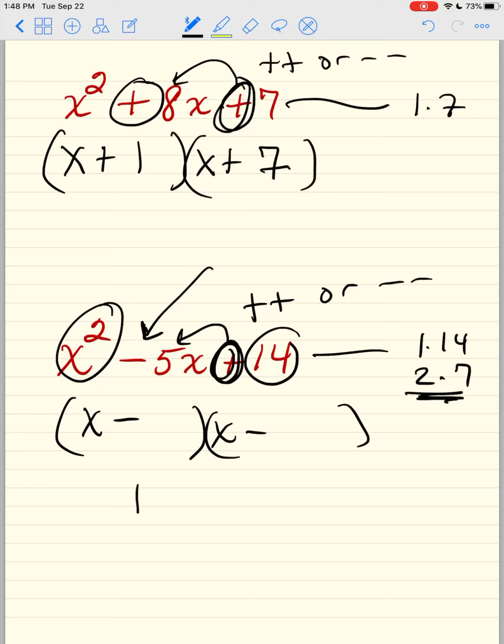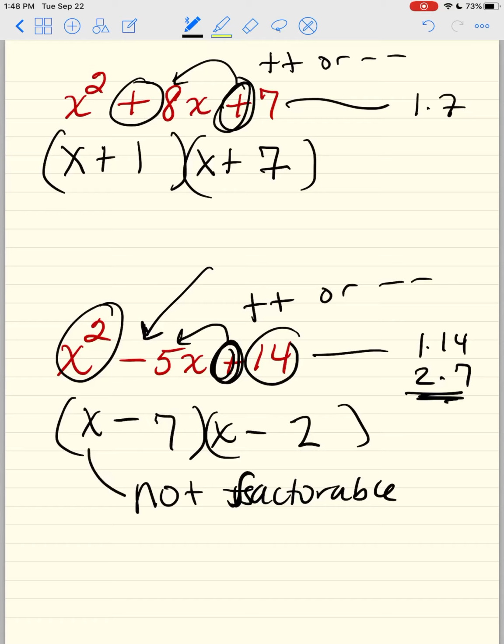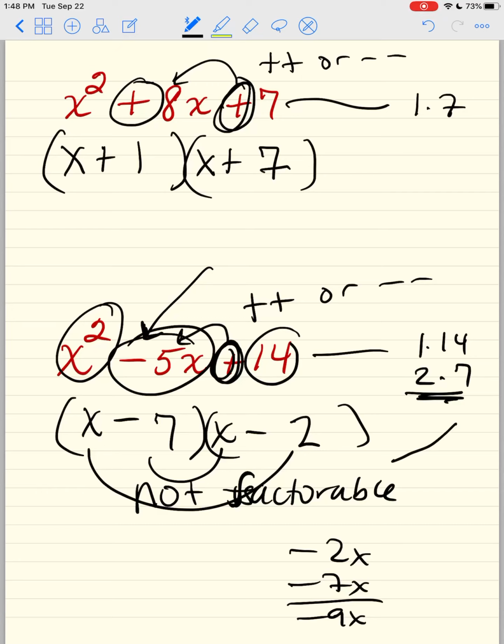Okay, so this is what we say is not factorable. This is not factorable. Okay, let's say you put the 7 here and the 2 here. Watch. Negative 2x, negative 7x. If you owe me 2 and you owe me 7, then you owe me 9. I needed to give me a 5. This is not factorable. So a lot of times teachers say, factor if possible. This is not factorable. You have to stick to the scripts.